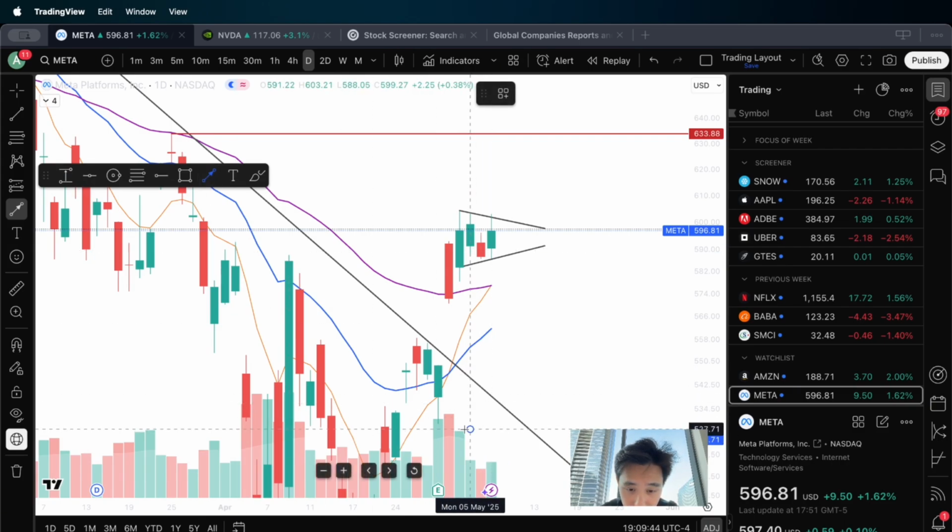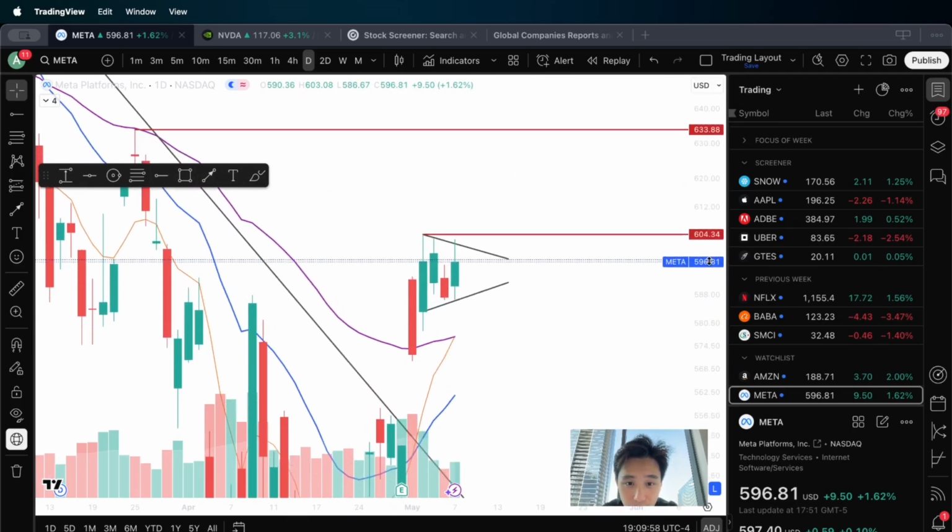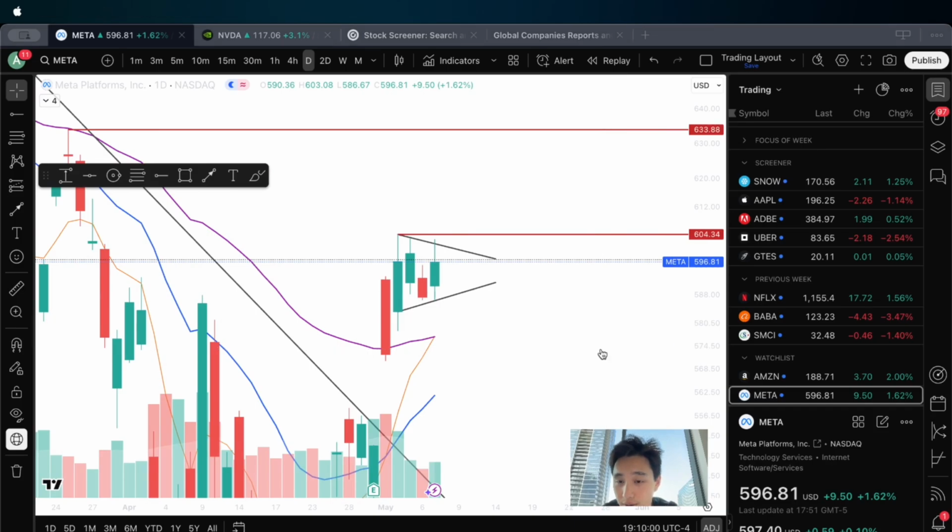So look, volume is declining here. We actually picked up a little bit on today's candle. Obviously, we had a catalyst with FOMC, but structure still looks really good. I want to see a break over the 604 area to confirm that breakout.